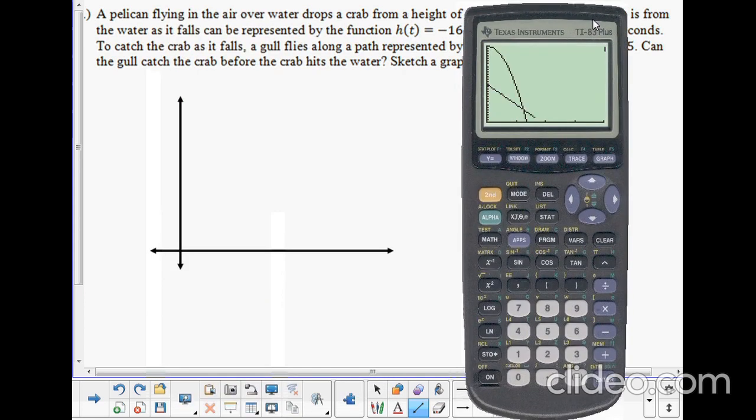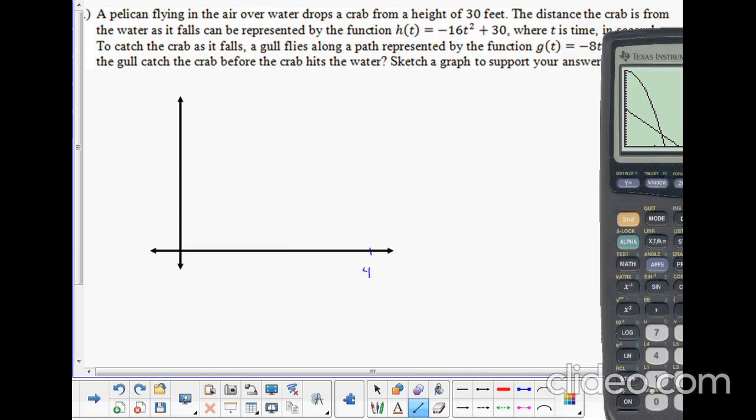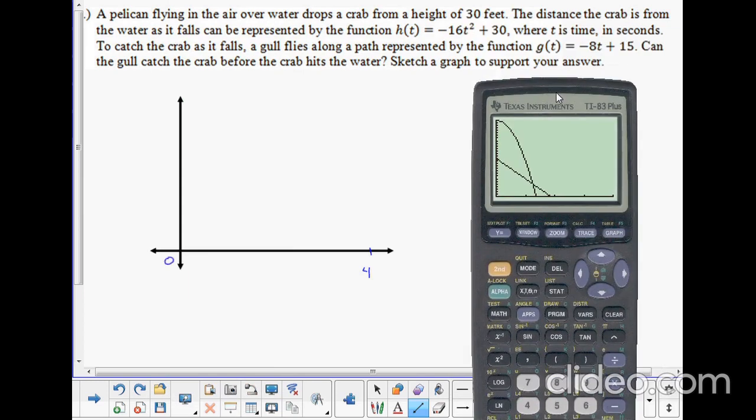Your graph may look slightly different depending on what your y maximum and y minimum is, or your x max and x minimum. On the x-axis, I went out to 4. Remember, x is our t, which is time, and this is in seconds. The y-axis is height. The height of the gull is represented by g of t. The height of the crab is represented by h of t. And this is in feet.